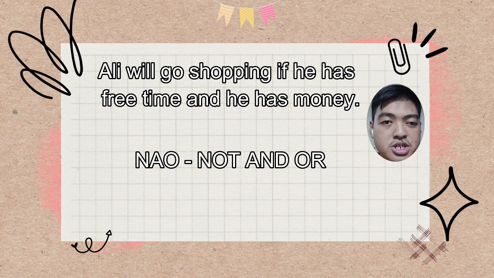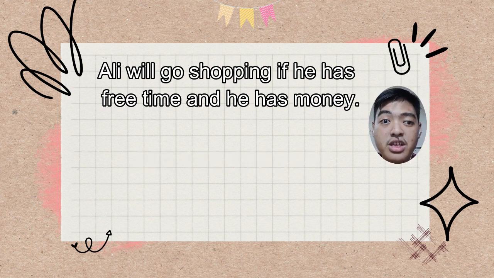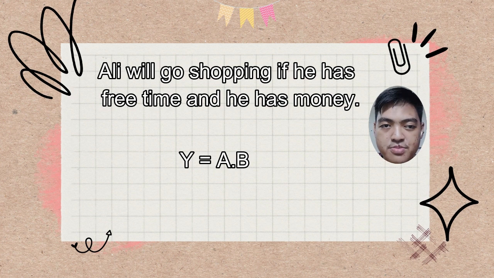Here you can see that in the question, AND is used between the two inputs, which are having free time and having money. Thus, we will use AND gate. For the Boolean expression, finally, it will be written as follows: y equals a dot b, where y is Ali will go shopping, a is him having free time, and b is he has money. If both of the inputs are true, where he has money and he has free time, then the output will be true, where he will finally go shopping.